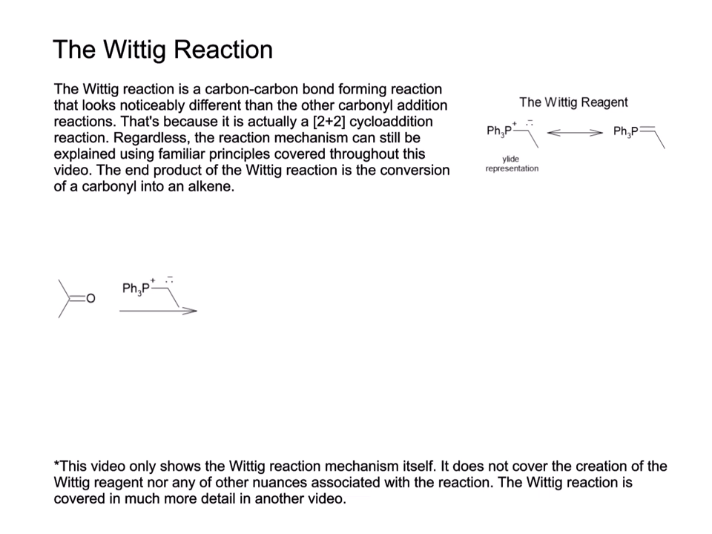The resonance structure, of course, shows a double bond between that phosphorus and the carbon next to it. In the actual Wittig reaction, it makes more sense when drawing the mechanism to represent the Wittig reagent as an ylide. Now, before we continue, I do want to make one note. This video only shows the Wittig reaction mechanism itself. It does not cover the creation of the Wittig reagent, nor any of the other nuances associated with the reaction. The Wittig reaction itself is covered in much more detail in another video.